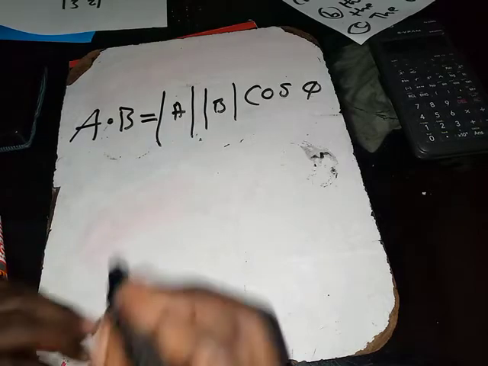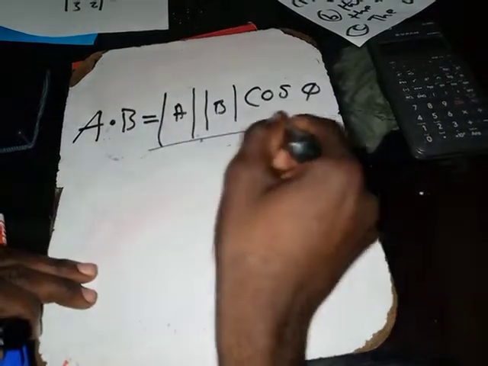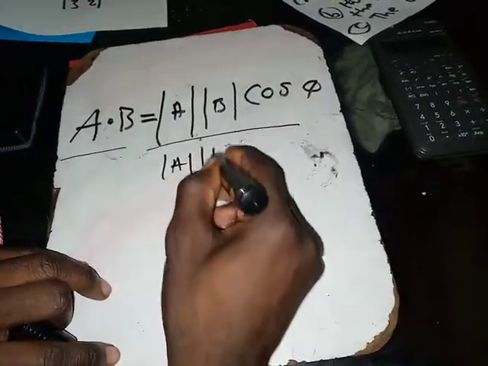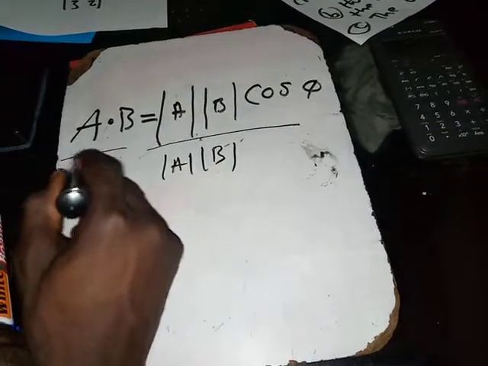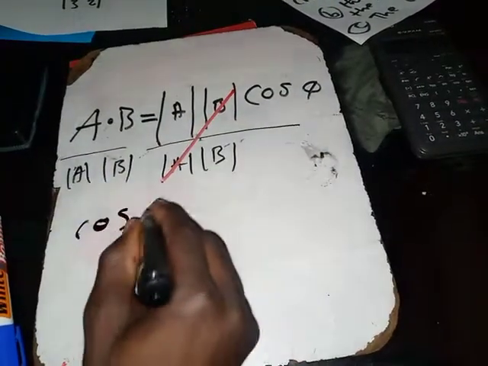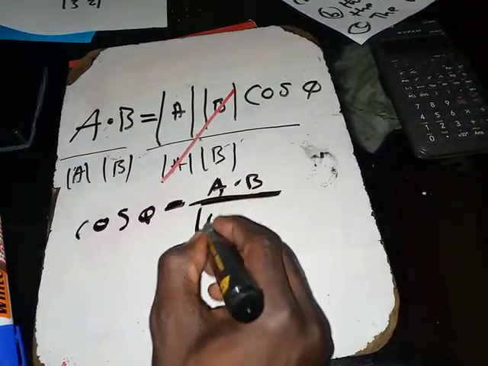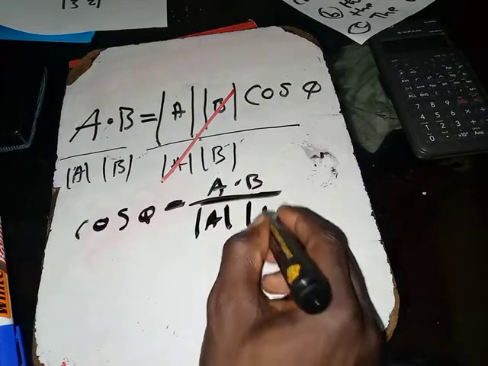All right. So what is important here is to make theta the subject of the formula. Mathematically, before I even start performing the functions, let me show you how we are going to. So you make theta the subject of the formula. How are you going to do it? You divide both sides by this. So we are going to divide to say this, then this, and that, such that when these cancel, I'm remaining with cos theta is equal to A dot B over the magnitude of A, then the magnitude of B.